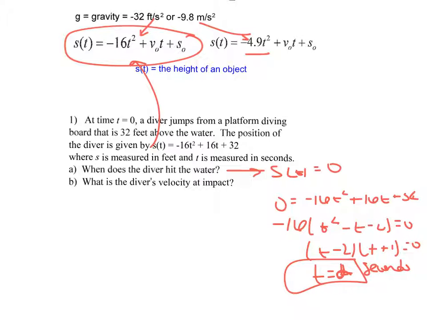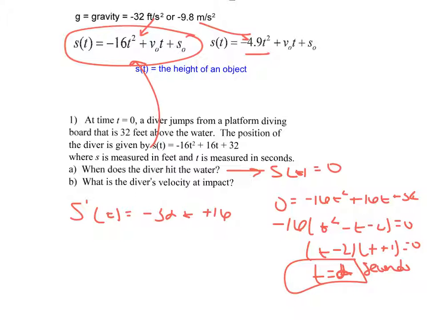If you are not in physics or you've never heard of velocity, it's basically your speed with direction, okay? When you're talking about a height function, you can figure out velocity by actually taking the derivative of the height function. So s prime of t is going to be negative 32t plus 16, because we just took the derivative. Now it's saying, what is the diver's velocity at impact?